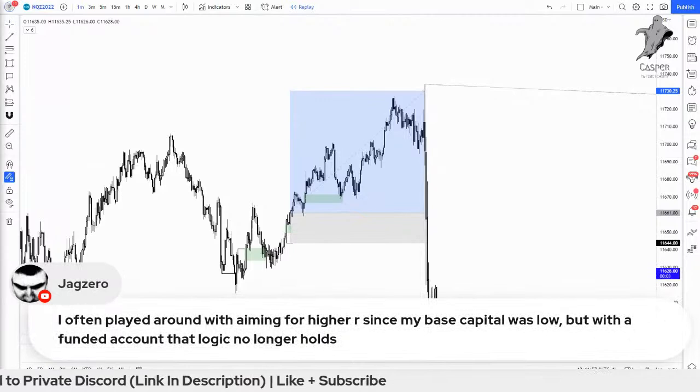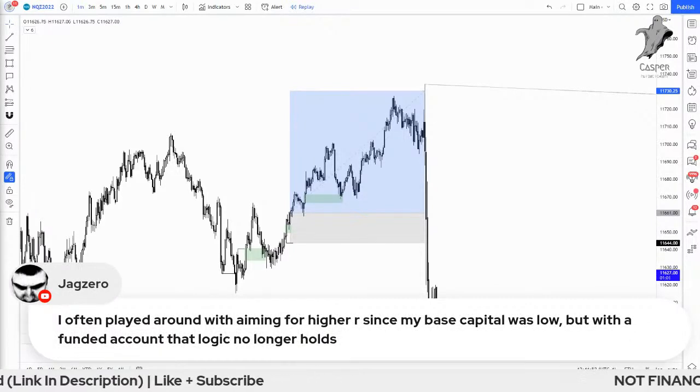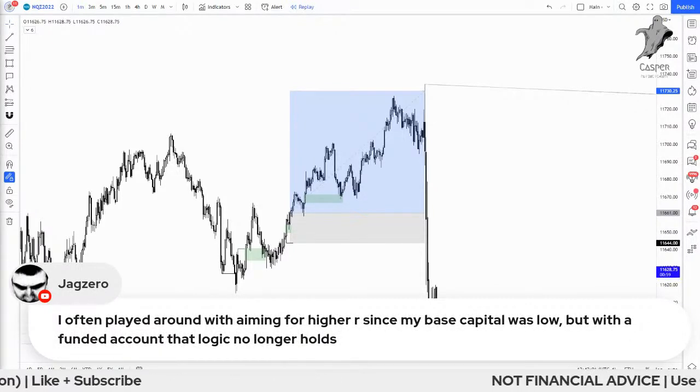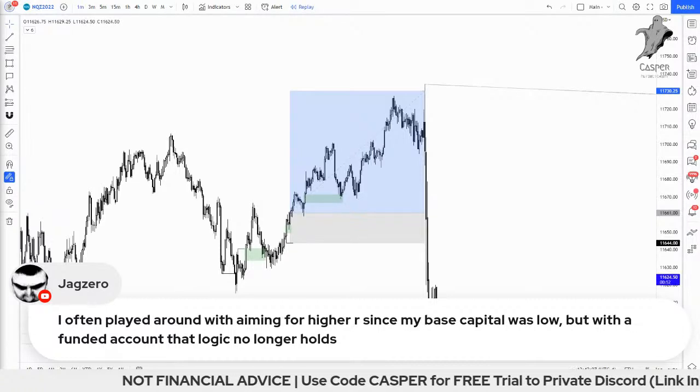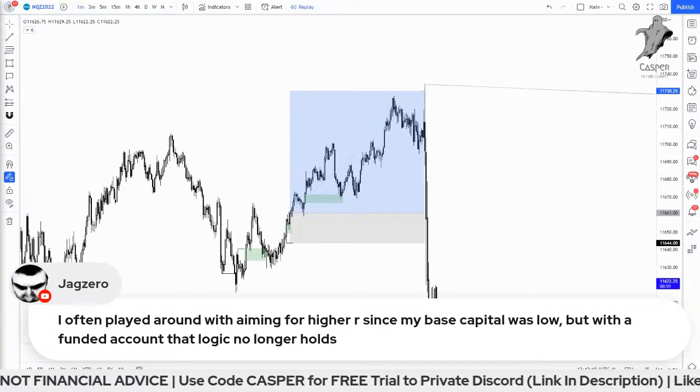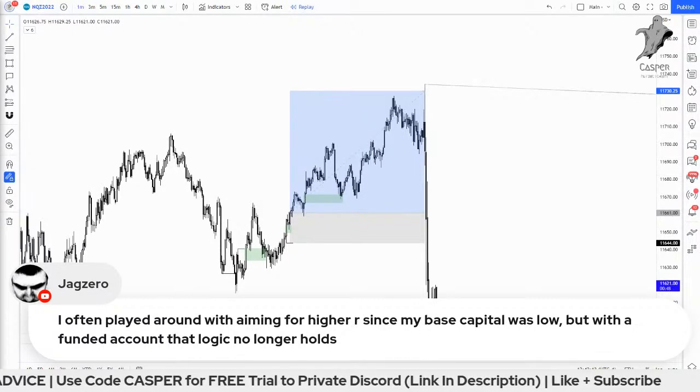You said you often played around with aiming for higher R since your base capital was low, but with a funded account, that logic no longer holds. Yeah, for sure. And really, when you think about it, it doesn't hold with the lower size accounts either, but people just want to see big money.